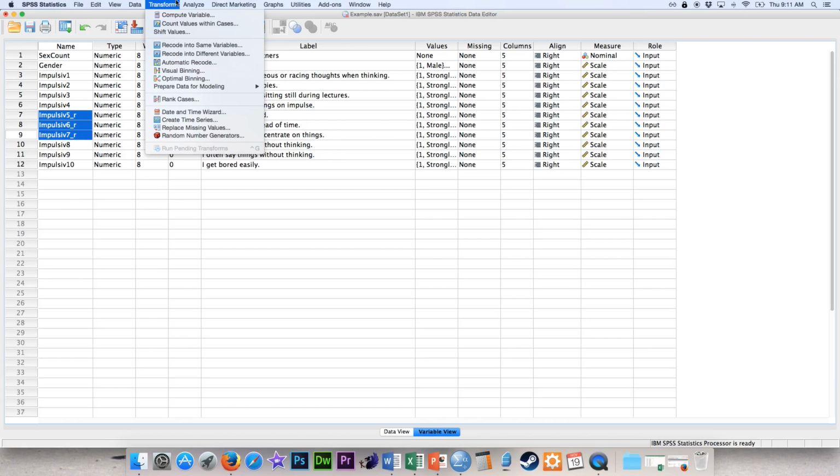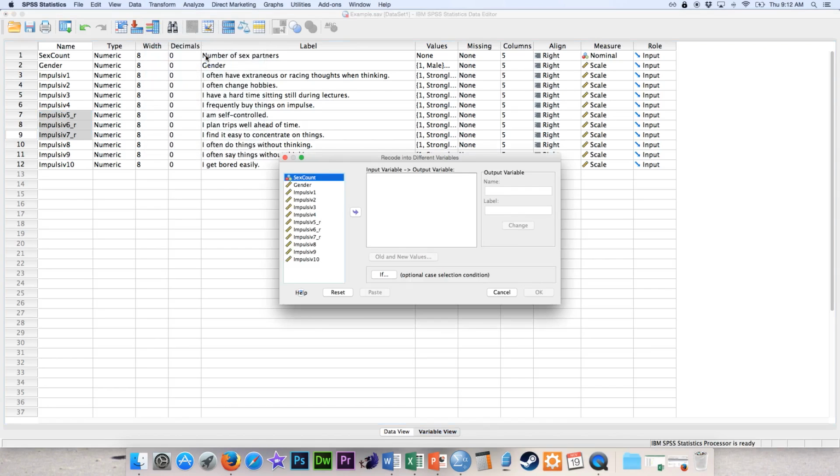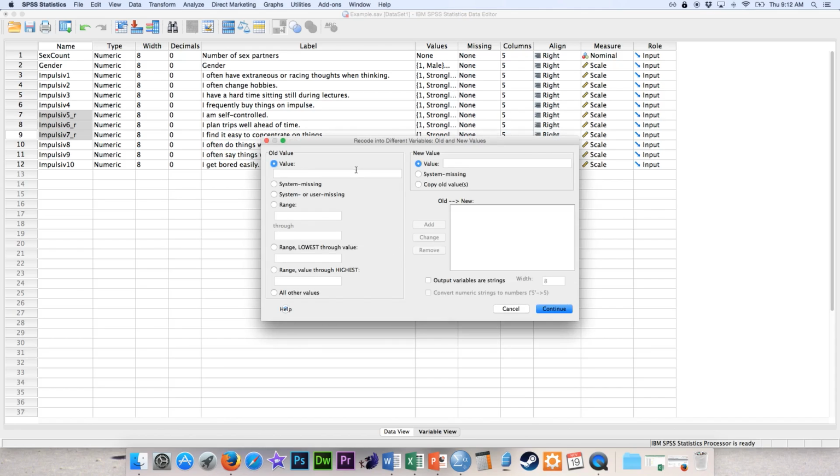To do that, go to transform, recode into different variables, and we're just going to pop these into the input variable box, and then we're going to give them the same name that they had before, just without that underscore R. And then since these were all on a 1 to 5 scale, 1 meaning strongly disagree, 5 meaning strongly agree, in old and new values, we're just going to flip it so that a 1 becomes a 5, 2 becomes a 4, a 3 remains a 3, 4 becomes a 2, and 5 becomes a 1.